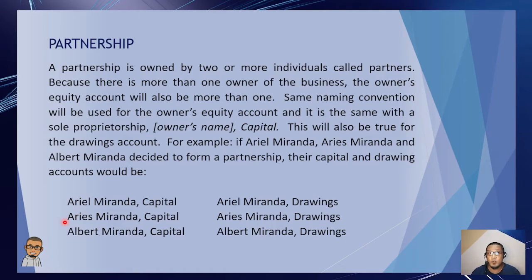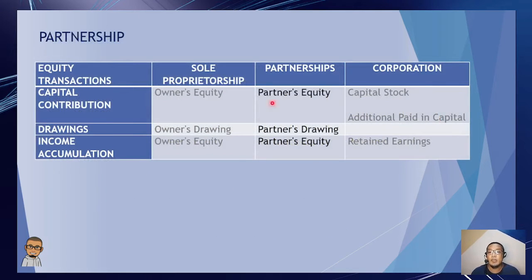If Ari has an investment, same thing. You have to record the investment. If Albert or Ari has drawings, same also, you make a journal entry using their capital accounts. Okay? So that's what will happen. So, partner's equity is where it goes, and partner's drawings when there is a withdrawal from the business. Now, for income accumulation, the closing entries will close the nominal accounts to your partner's equity.